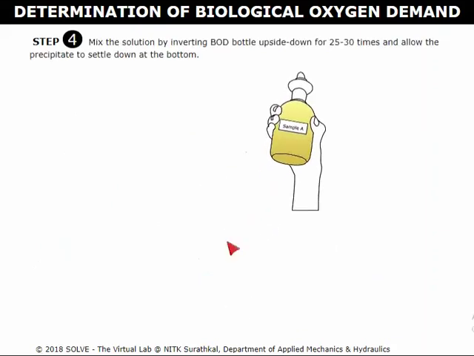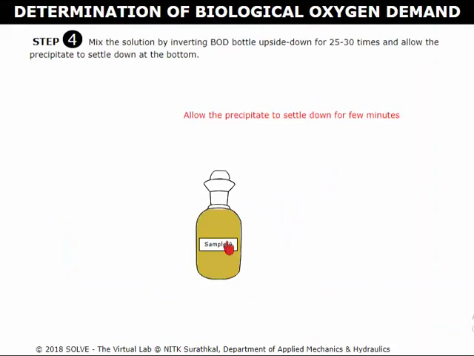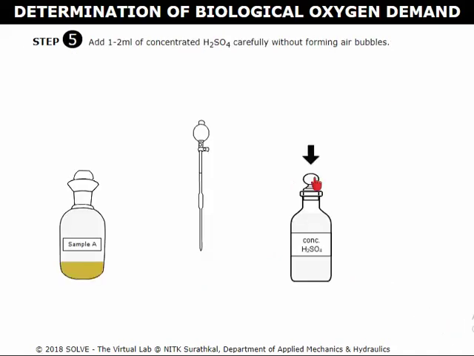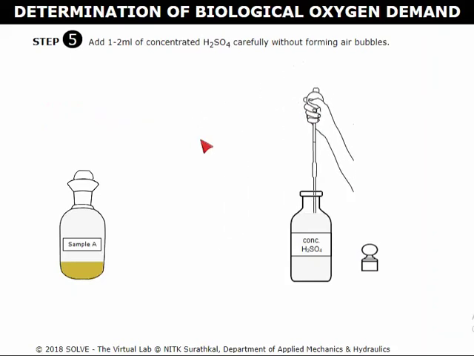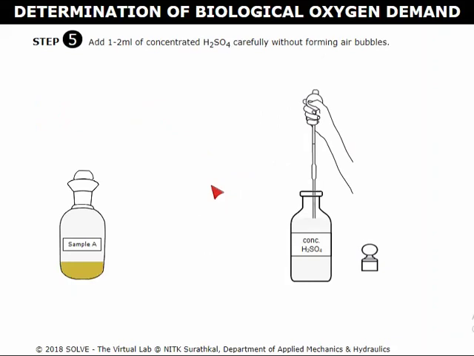Click here to mix the solution by inverting the bottle upside down 25 to 30 times. Allow the precipitate to settle down at the bottom. Click here to open the bottle of concentrated sulfuric acid. Click on the pipette and place it in the sulfuric acid. Click on the upward arrow to pipette 1 to 2 ml of the concentrated sulfuric acid.